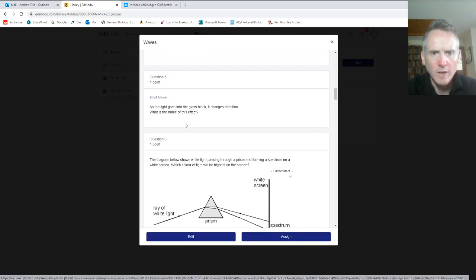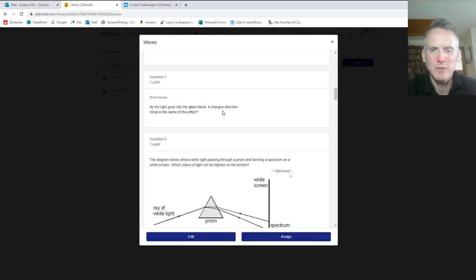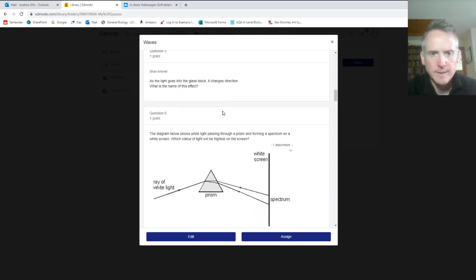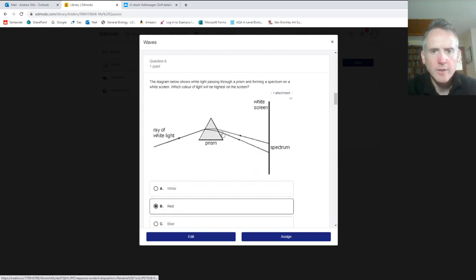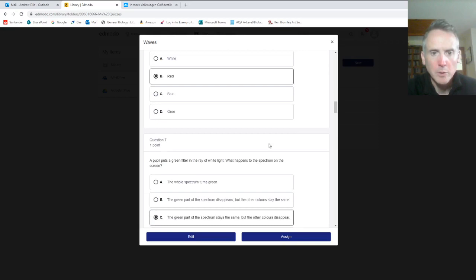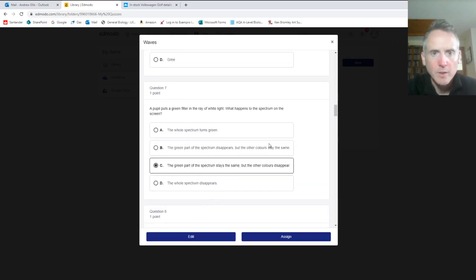As light goes through, what's the name? That's refraction. So when it bends, it's refraction. And yeah, red is the one where it would be the highest. So which colour will be highest on the screen? Red, because it bends the least, it refracts the least. Blue refracts the most. That's why the sky is blue, remember.